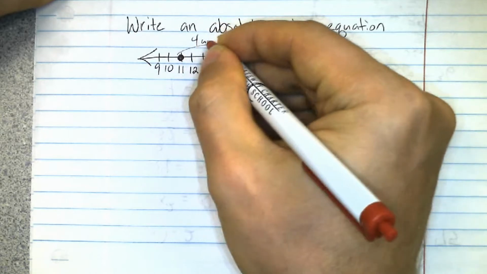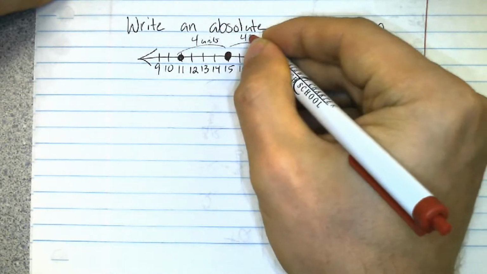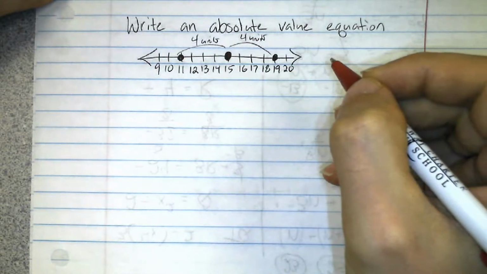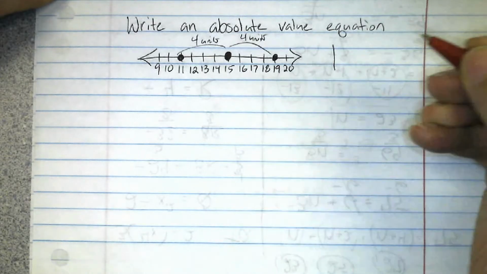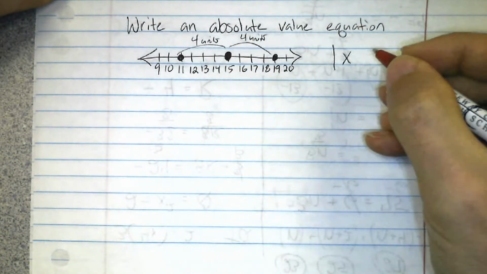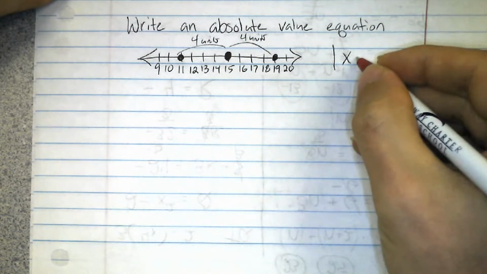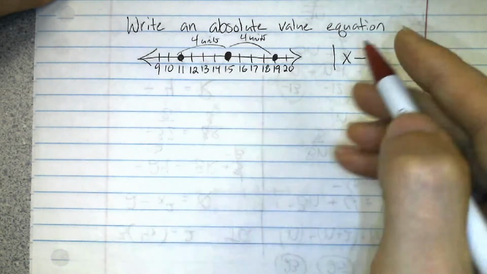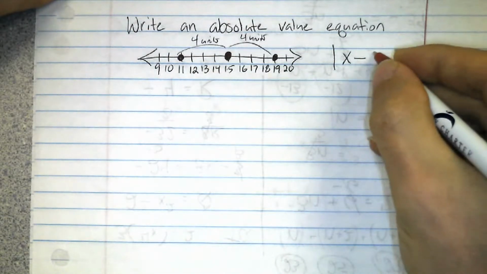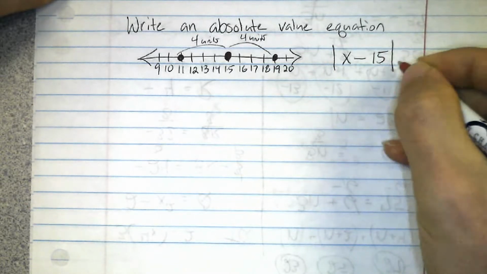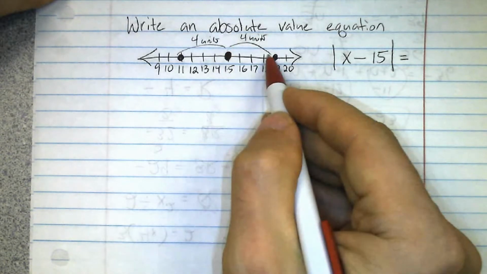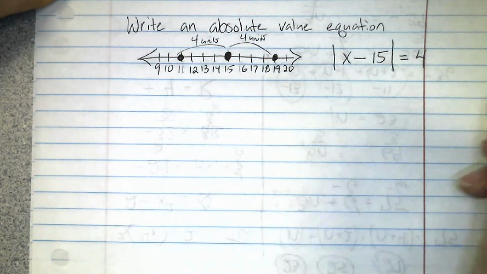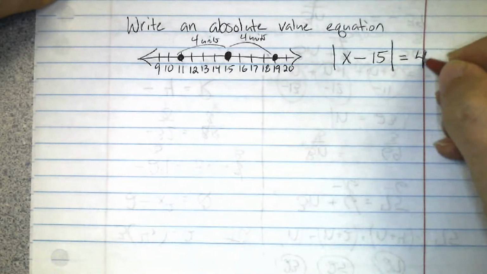So, from here to here, we know it's 4 units. Here to here, 4 units. The way we're going to write the equation, absolute value symbols, of course, a variable, and we are going to say x minus, and the number we are going to use is the middle number between the points, x minus 15. And that is going to equal, well, how many units away for both of the original points? 4 units in either direction. So we're going to say equals 4.